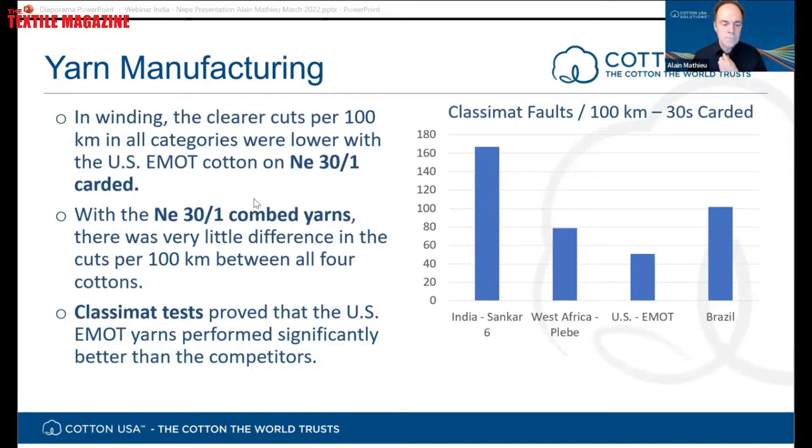In winding for the carded yarns, the clear cuts in all categories were lower with the US cotton. For the comb yarns, the cuts were similar for all types of cotton. And the classimat finally provides the final evidence that the US cotton yarns perform better than the competitors.